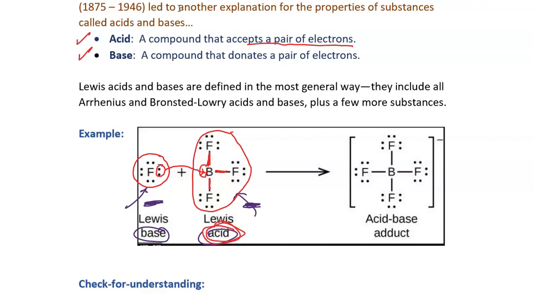According to the Lewis definition of base, a base donates a pair of electrons. Well, which of the substances has 2 dots available that could sneak up right next to that capital B and kind of fill that position in? That's this one right here. These 2 dots, for example. So that one's the base.